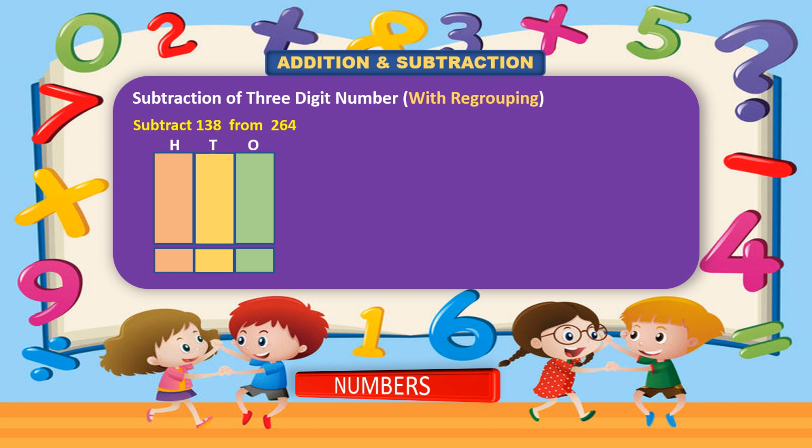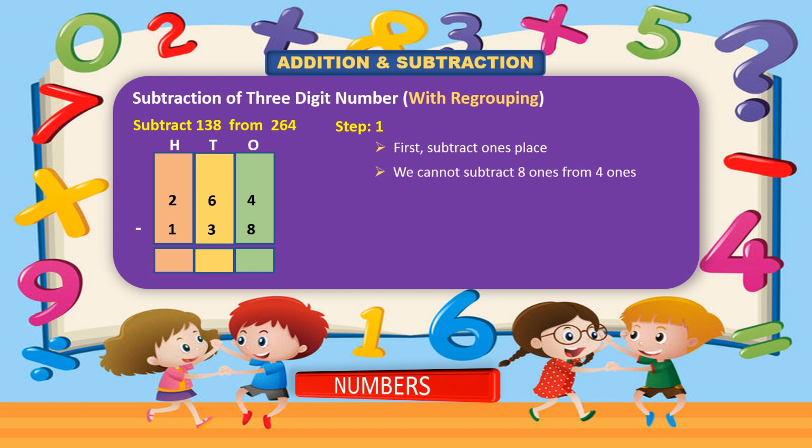Subtraction of 3-digit number with regrouping. Subtract 138 from 264. We write 264 minus 138.